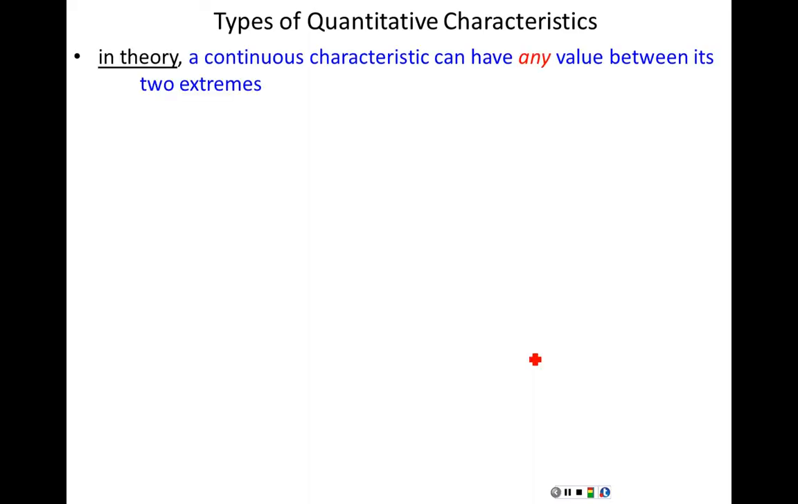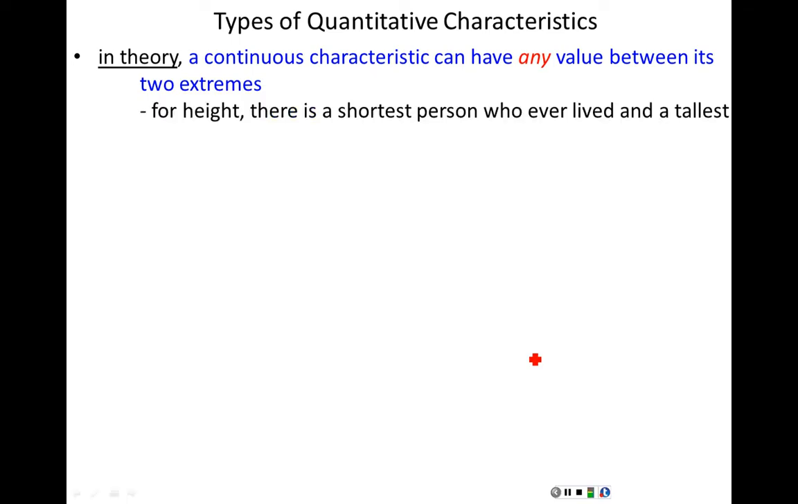So what are the different types of quantitative characteristics? In theory, a continuous characteristic can have any value between its two extremes. For height, there are extremes in the human species. There is a shortest person who ever lived and a tallest person who ever lived. Believe it or not, the smallest human being to ever live was 21.5 inches tall. That's not even 2 feet. And this individual lived into adulthood.